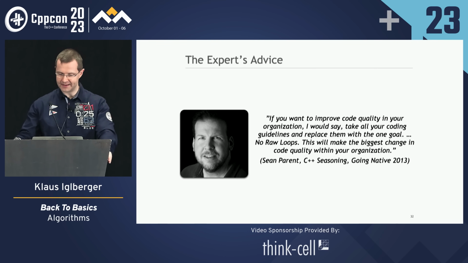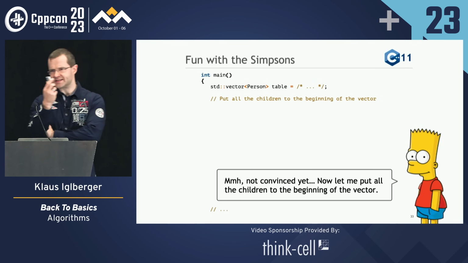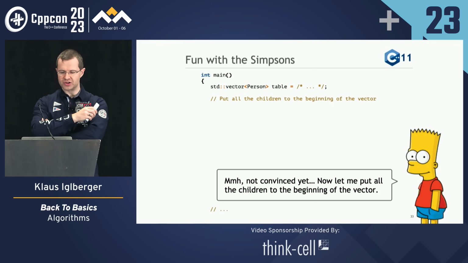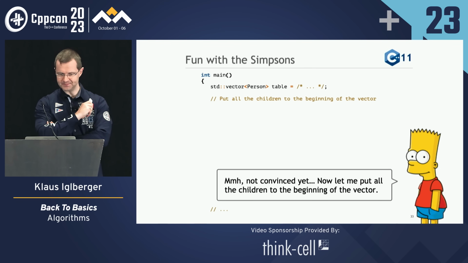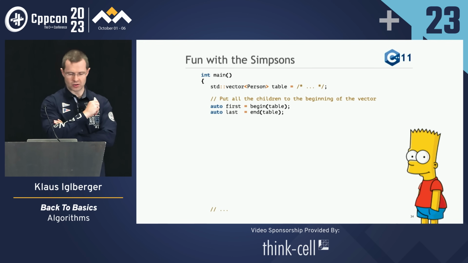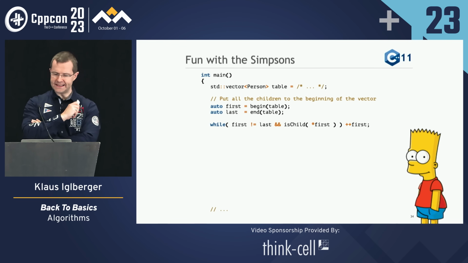All right, but next little task, Bart has a new idea, because he's not convinced just yet. Now let me put all the children to the beginning of the vector. Okay, Bart starts to code again. First, he just picks the begin and end. He calls them first and last, why not? Then he does a while loop.